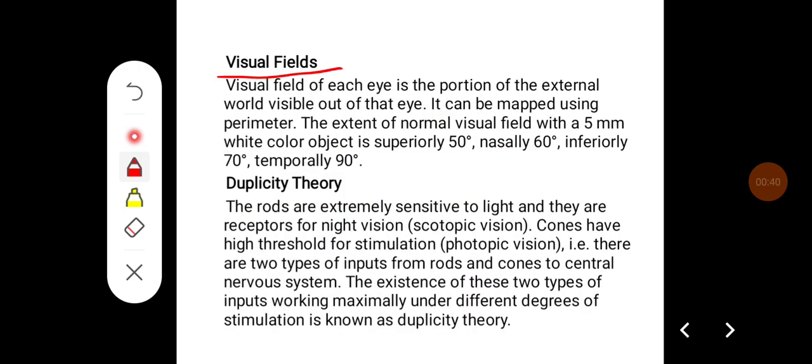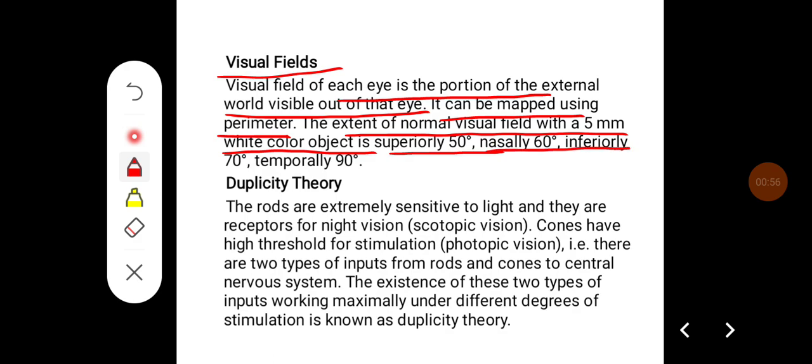Visual fields. The visual field of each eye is the portion of the external world visible out of that eye. It can be mapped using a perimeter. The extent of the normal visual field with a 5 mm white color object is superiorly 50 degrees, nasally 60 degrees, inferiorly 70 degrees, and temporally 90 degrees.